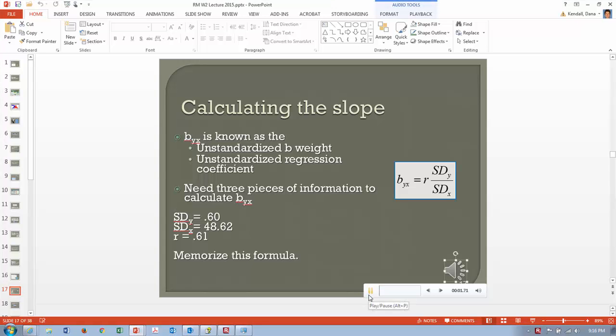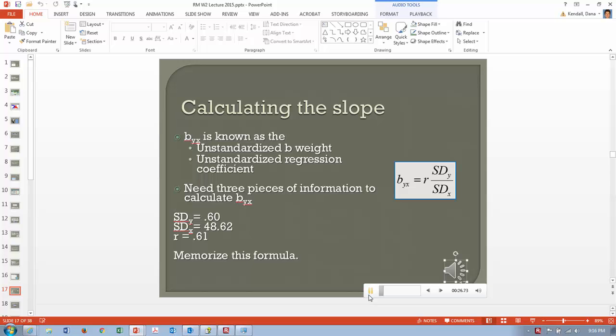In this segment, we're going to practice calculating the slope. The formula is there, and really what goes into it is just these three aspects. We have the correlation itself, multiplied by the standard deviation of the DV over the standard deviation of the predictor. So just a few things before we do that.